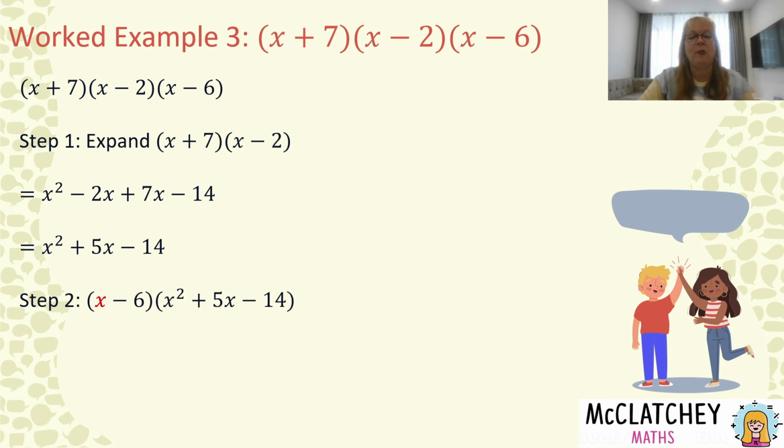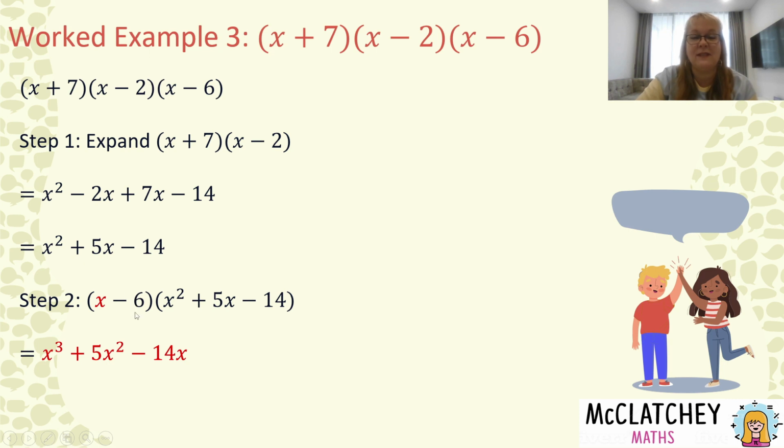Okay, so let's multiply x first by everything in the second set of brackets. So x multiplied by x squared gives me x cubed. X multiplied by 5x will give me 5x squared. X multiplied by negative 14 will give me minus 14x. Fairly straightforward. Now let's do negative 6.